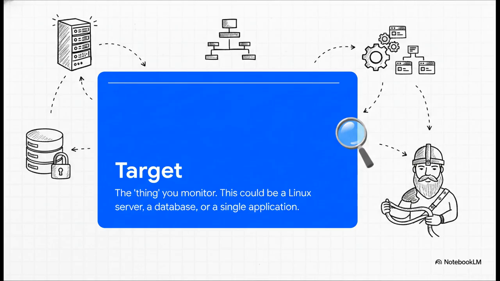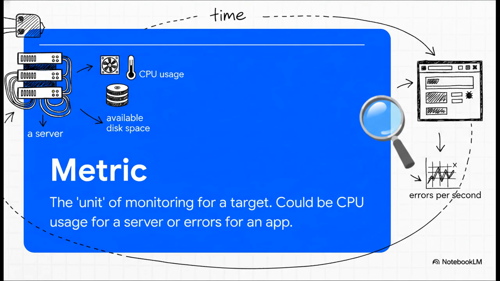Well, in Prometheus speak, they're called targets. And a target can be pretty much anything you care about in your setup. It could be a big Linux server, a database, or even a tiny single application. And for every target, there are specific things you want to measure. These are called metrics. So for a server, a metric might be its CPU usage.